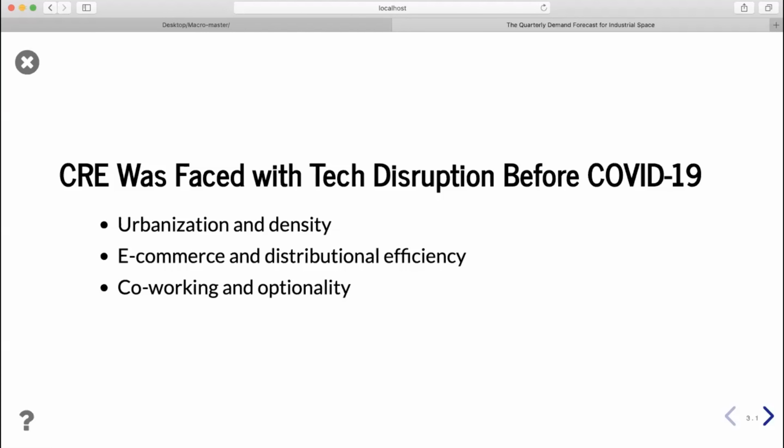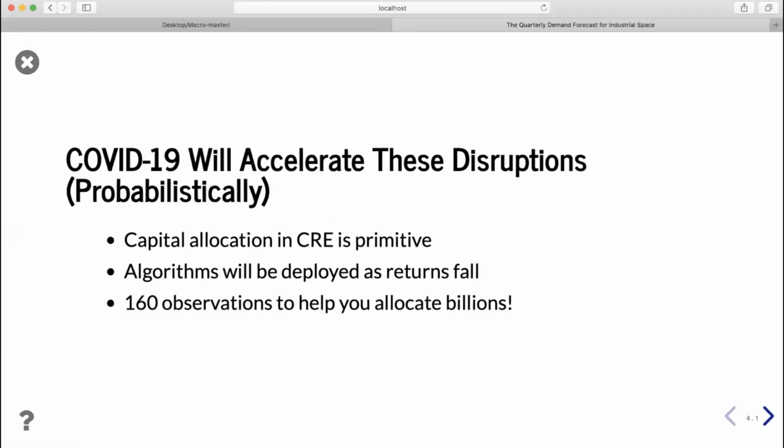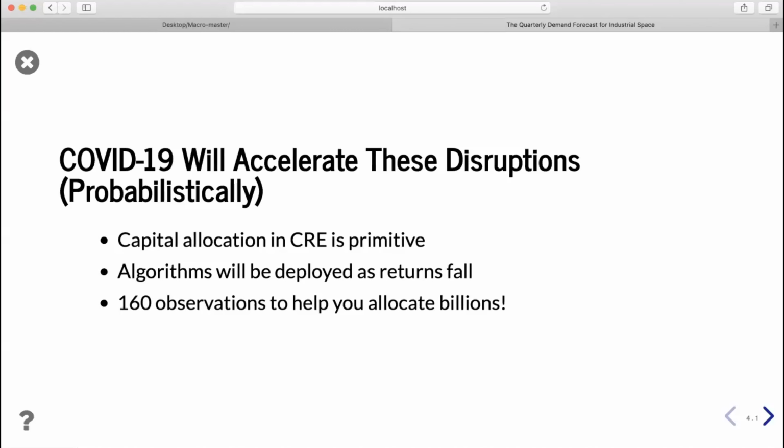All of this was essentially being driven by tech. Tech was driving job creation in dense urban locations. Tech was driving e-commerce. Tech was driving co-working. And I would argue that COVID will accelerate these disruptions, obviously as a probabilistic forecast.